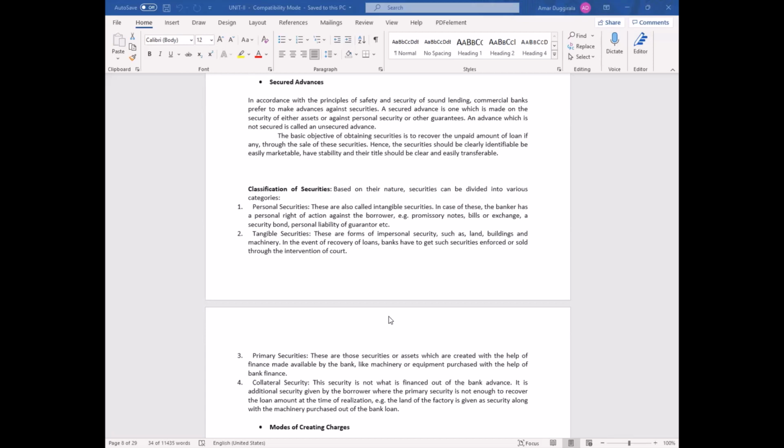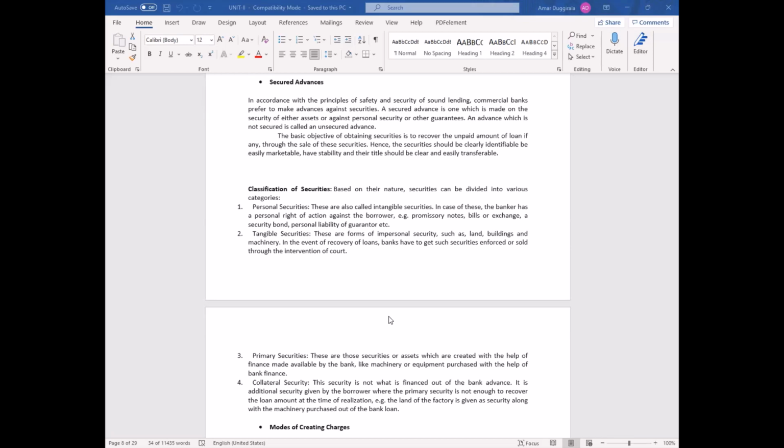Third is primary securities. These are the securities which are created with the help of finance made available by the bank. So for example, I have taken a 10 years loan as a commercial organization from one of the banks, and I have bought a factory using that loan. Now, that factory becomes the primary security for the bank. The papers of the contract of the loan agreement will be signed in such a manner that this factory will become a kind of security for the loan that has been given for 10 years.